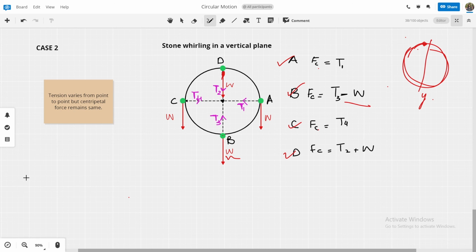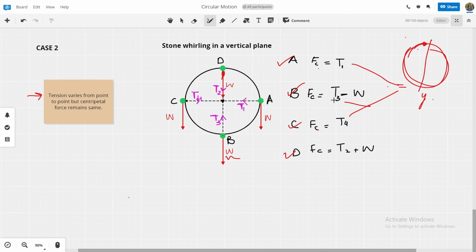There is an important point to note here that tension varies. As you have noticed, I have used the same symbol for centripetal force throughout, but I have used different symbols for tension, T1, T2, T3 and T4, right? So tension varies, but the centripetal force remains the same because acceleration is the same throughout, right? So T1 and T4 are equal because the centripetal force is the same.